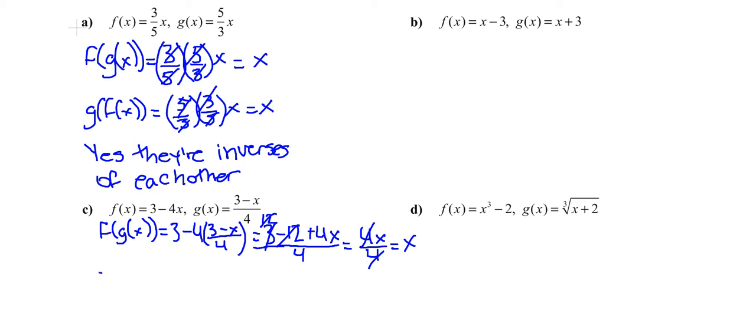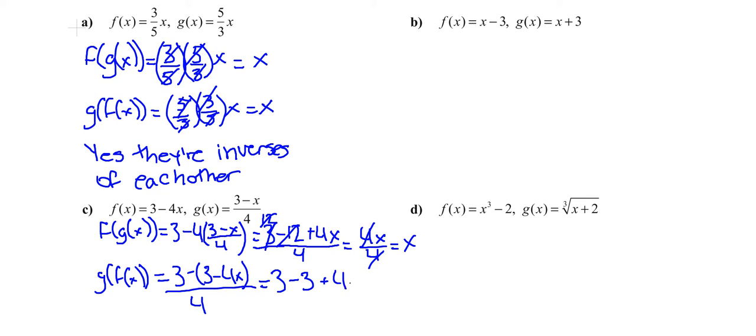Now, for g of f of x, you have 3 minus 4x over 4, which equals, you're going to distribute this negative, so then it's 3 minus 3 plus 4x over 4. Again, you can cross out these two because they're the same number, a positive and a negative, and you're left with 4x over 4, and you cross them out, and you're left with an x.